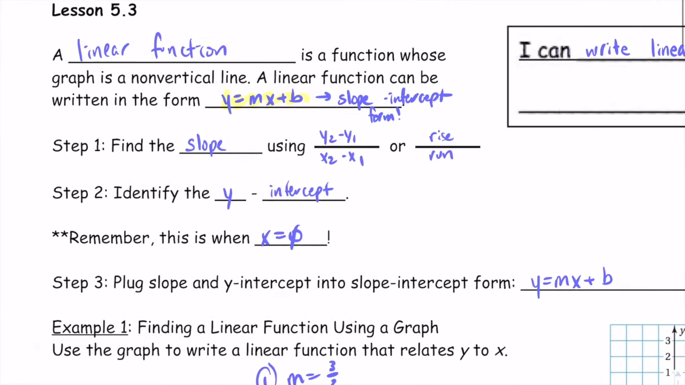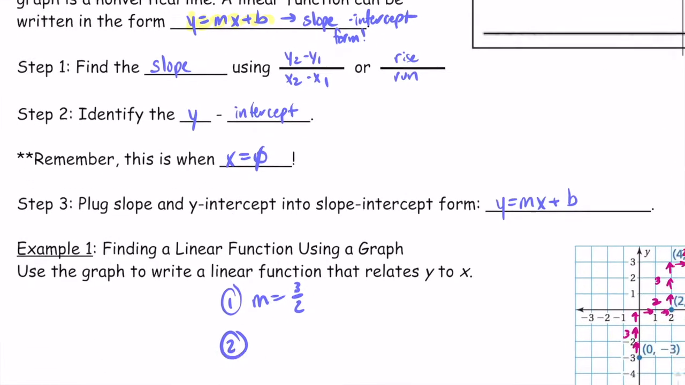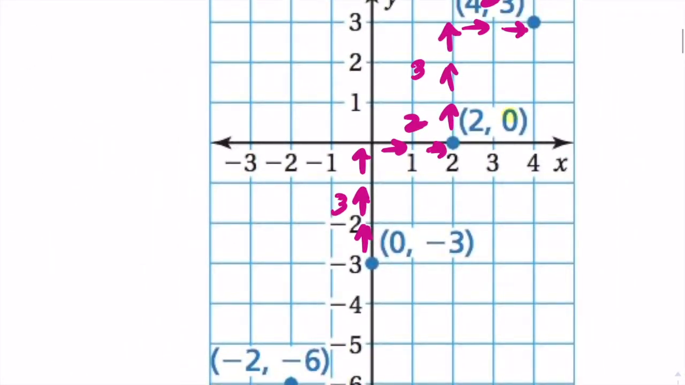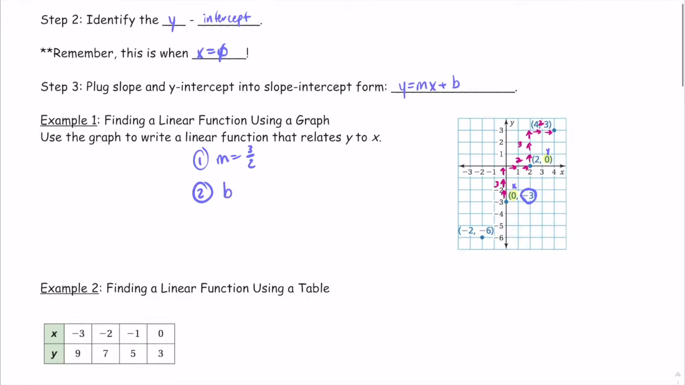Step number 2, let's take a look. It's identify the y-intercept. Remember, this is when x equals 0. So is it going to be this one or this one? It is going to be this one. Why? Because it's when x equals 0. This is when y equals 0. So this is going to be my y-intercept. All right, so b is going to be equal to -3. Step 3, plug it all in. So I have y equals 3 over 2x minus 3, or plus -3, or minus 3, it's the same thing. I would leave it as -3. All right.